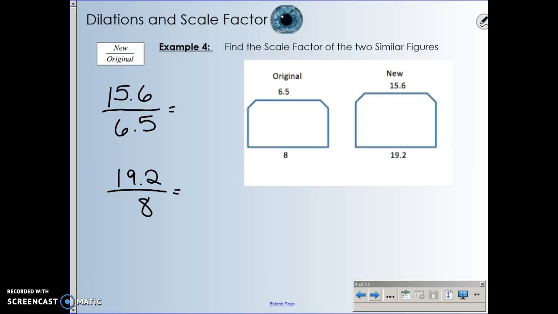Alright, there are your fractions. 15.6 matches with 6.5. Obviously the same with 19.2 and 8. If you divide them, you get 2.4 for both, which is the scale factor. Makes sense because the picture is getting bigger. If it's bigger than 1, it's going to be a bigger picture. Go ahead and check your work. Make sure you did it correctly, and then we'll move on to the last example.